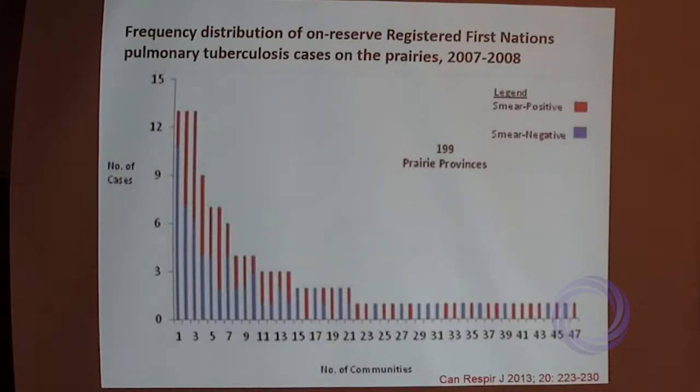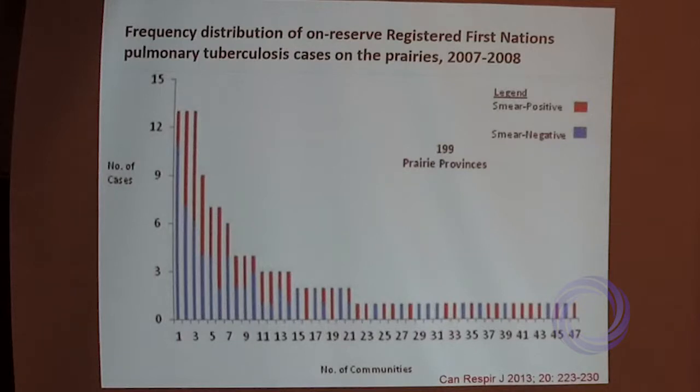And this slide just shows you basically that out of 199 reserve communities across the prairies at the time, there were only 47 of them that had, over a 2-year period, a case of TB that was in a position to transmit. And by that I mean an adult case that was culture positive at minimum. But as you can see here, some of these communities had a lot of tuberculosis. The red bars are smear positive and therefore more infectious. The blue are culture positive, smear negative.